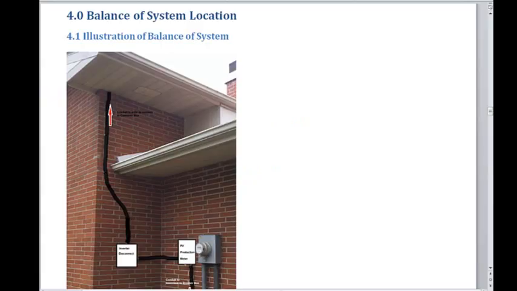Okay, Section 4 of our solar site assessment is based upon the balance of system. And Section 4.1 is actually an illustration of that balance of system. And there's some details that we really need to know. So here's a picture that is taken of this home.